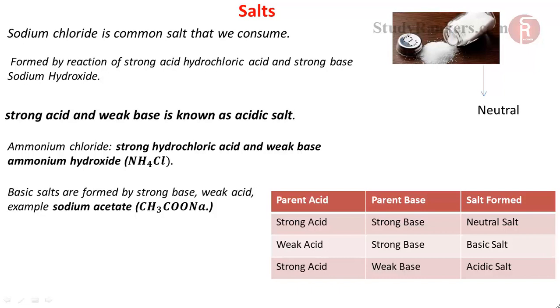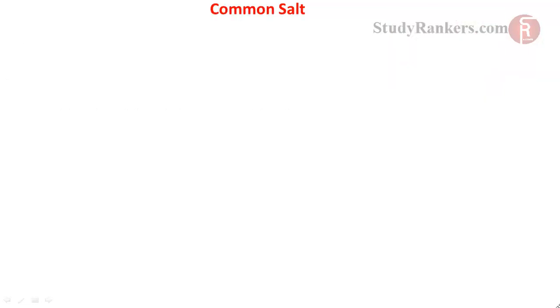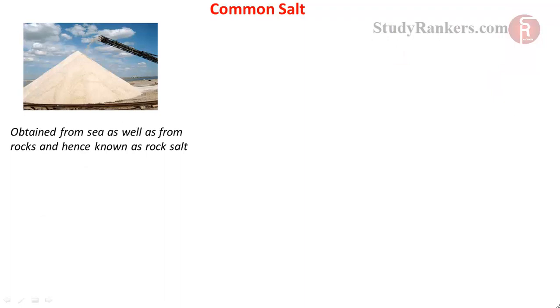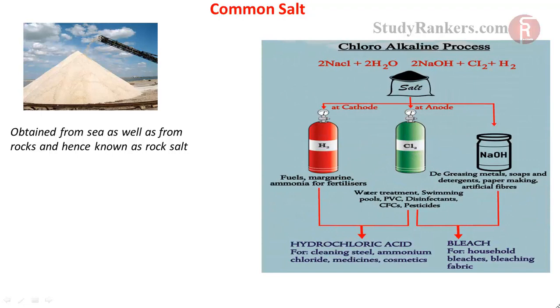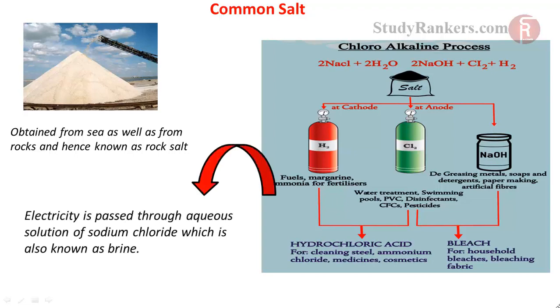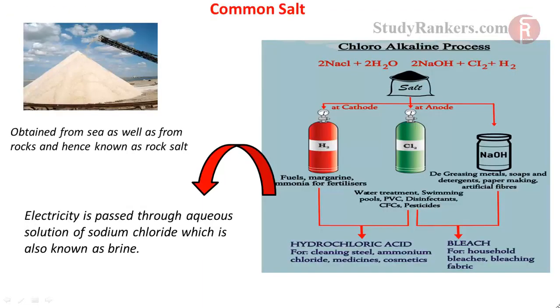Common salt is obtained from the sea as well as from rocks and hence known as rock salt. It is a major part of our plate. Let's understand what the chloroalkali process is. In this process, electricity is passed through an aqueous solution of sodium chloride, which is known as brine. The raw materials obtained directly and indirectly from the process are very useful chemicals. These are a list of some of them.